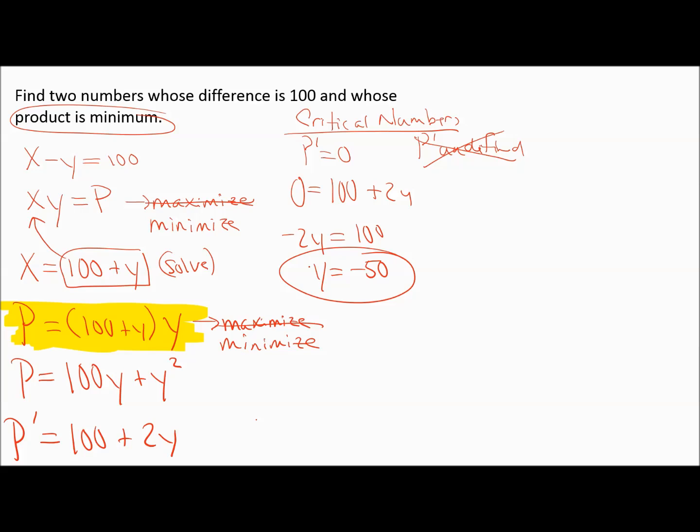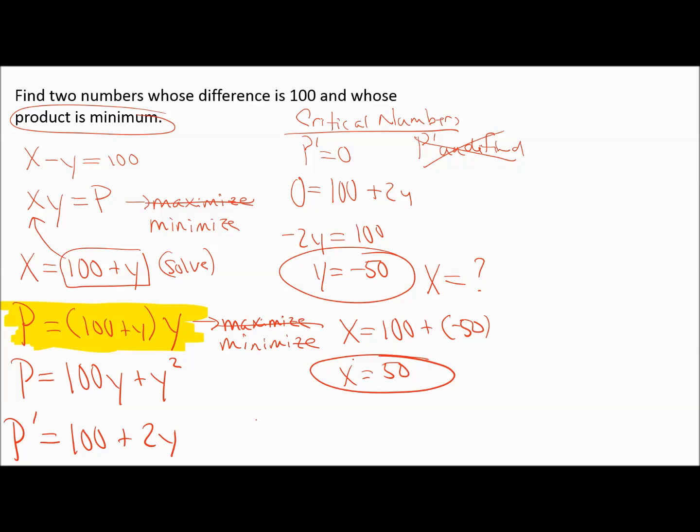So if y is negative 50, then what would x be? So we need to find x. Now, how do you find x? Well, a couple of things. We know y is negative 50, so we could go to our original constraint equation, or we could go down here where we have x is equal to 100, and then plus y, which is negative 50. So x in this situation is positive 50.